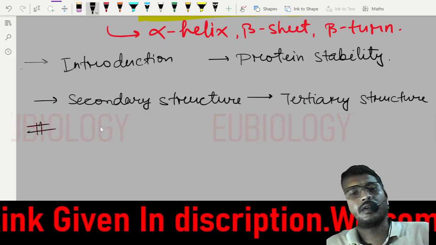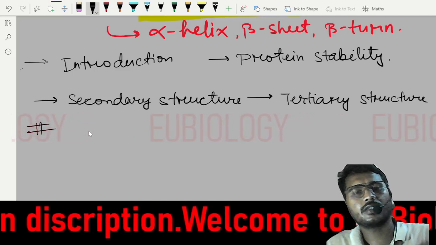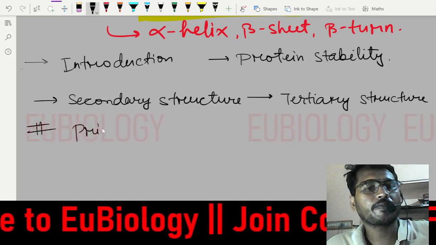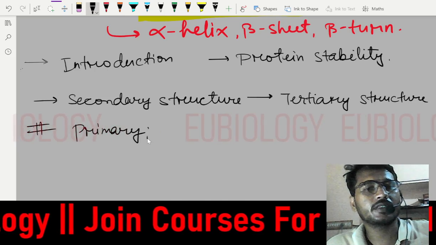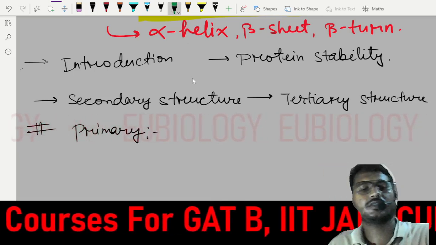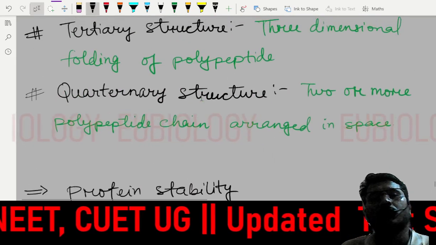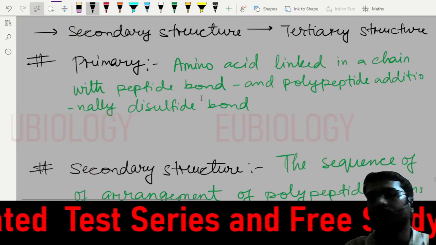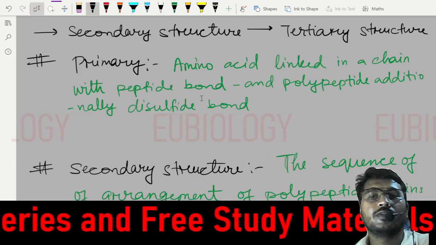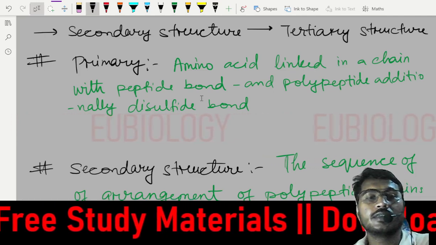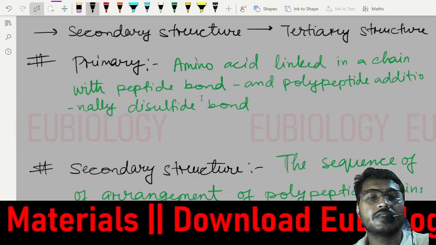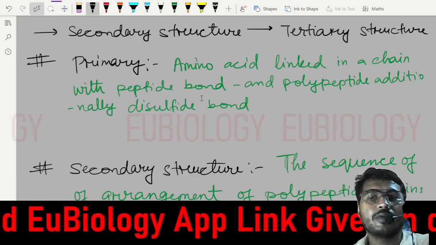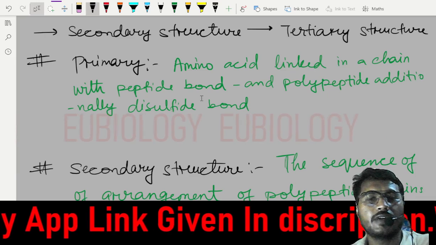So protein is of different structure. Right? In protein, the amino acids will be there. So either it can form a primary structure, and what is the primary structure? As it is written here, it is the structure which is made by the amino acids which are linked with the peptide bond, or in case of the polypeptide, it is additionally linked with the disulfide bonds as well.